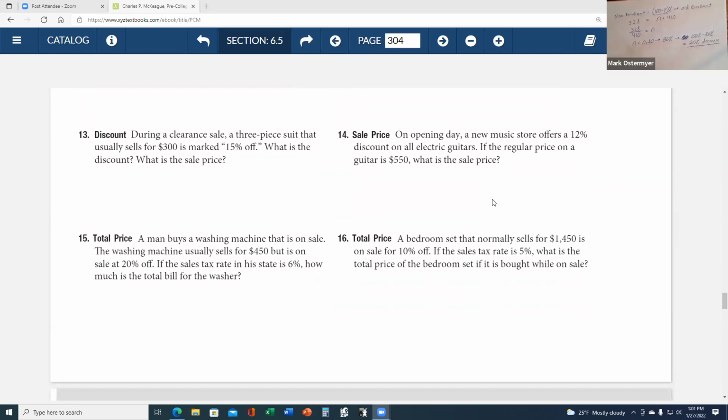Now I want to show you a couple of discount problems. So we're going to go shopping here. Number 14. It says, on opening day, a new music store offers a 12% discount on all electric guitars. If the regular price on a guitar is $550, what is the sale price on that guitar?